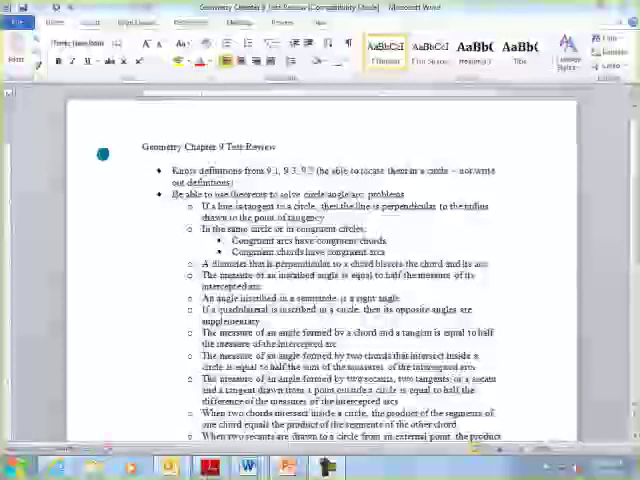If a line is tangent, that line is perpendicular to the radius. In the same circle, congruent arcs would have congruent chords. So if two chords are marked as the same, that would mean two arcs are the same as well. A diameter that's perpendicular to the chord bisects it. Measure of an inscribed angle is equal to half the measure of the arc. I skipped one: an angle that's in a semicircle is a right angle.